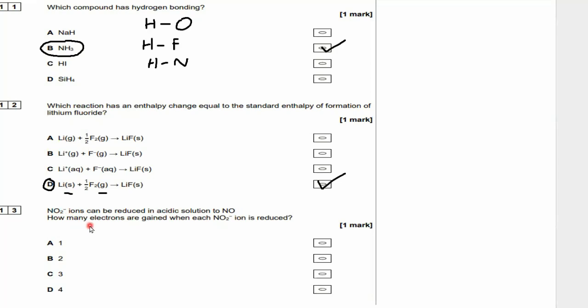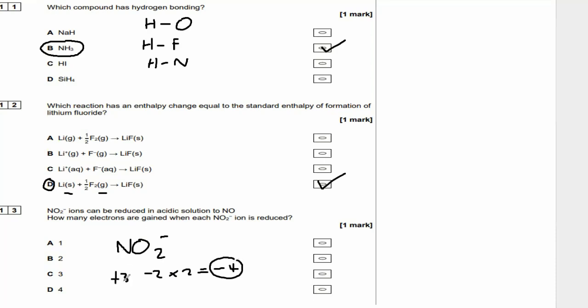Now the next one is the nitrite ions, NO2-. They can be reduced by an acidic solution to nitrogen monoxide, NO. How many electrons are gained when each NO2- ion is reduced? We remember that reduction is gain, OIL RIG, reduction is gain of electrons. So when the NO2- ion is reduced and gains electrons, how many does it gain?